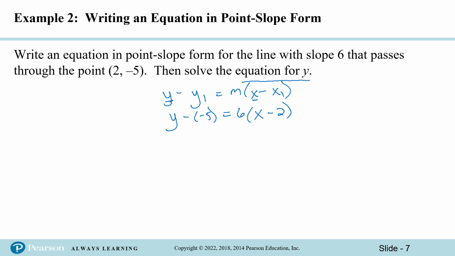So as far as actually writing it in point slope form, we have this is point slope form of an equation, but nobody ever leaves their answer in point slope form, so we are going to solve for y. So distribute the 6 and then subtract 5.